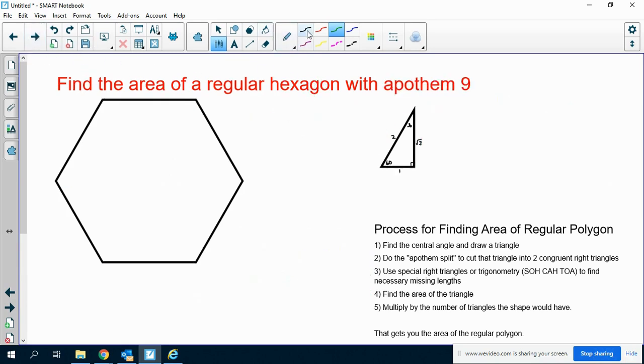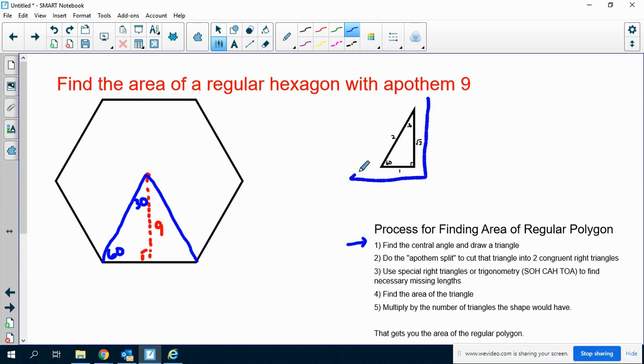Find the area of a regular hexagon with apothem 9. So that's a 9. Let's follow the process. Step 1, central angle, which we already know is 60 because we've already done hexagons for a while. Then we do the apothem split, that becomes a 30. So this is now a 30, 60, 90 triangle. I already have the height of the triangle I'm trying to find the area of. All I need to do is find the base, or the side length.